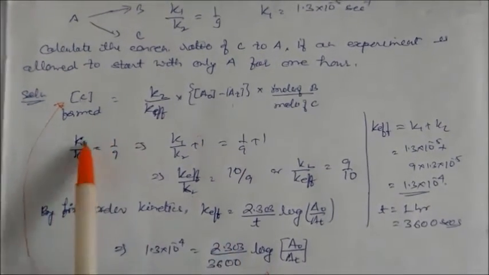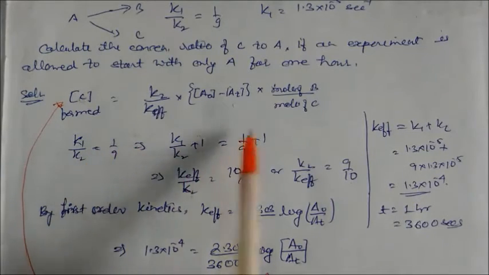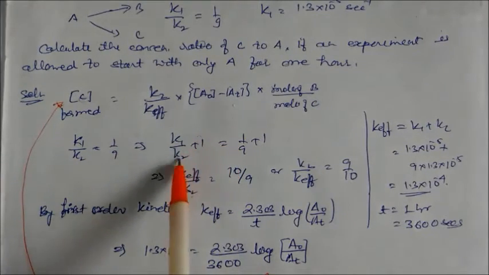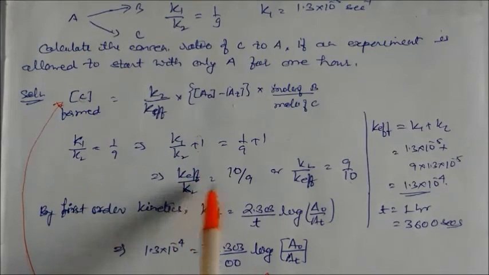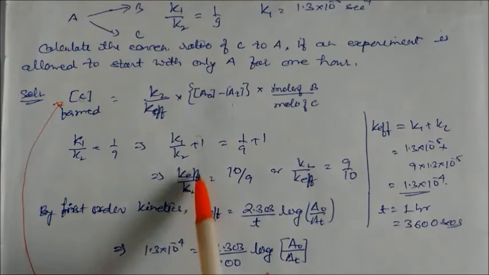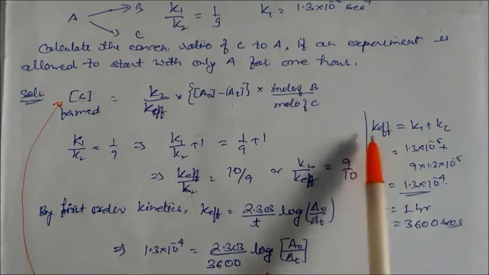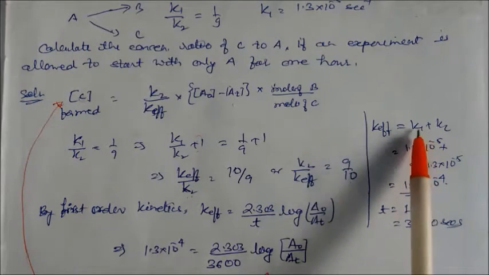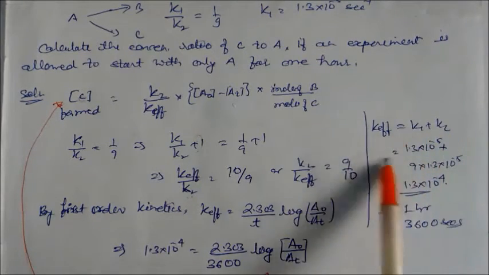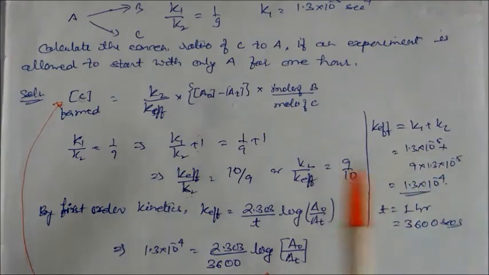So we can write K1 by K2 is given as 1 by 9. If you solve it, adding 1 on both sides, you will get K effective is K1 plus K2 by K2. So K effective by K2 will be 10 by 9, or K2 by K effective will be, reversing it, 9 by 10. What is the total value of K effective? K effective will be K1 given, and K2 will be 9 times K1. So 9 into this value, you will get 1.3 into 10 power minus 4.